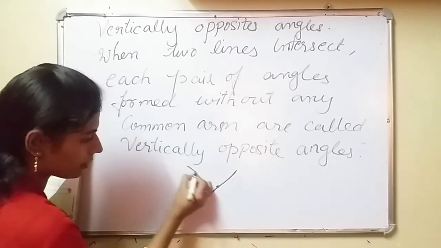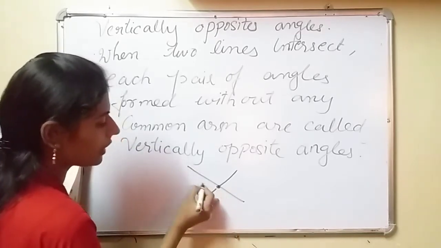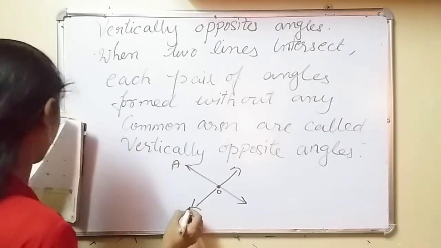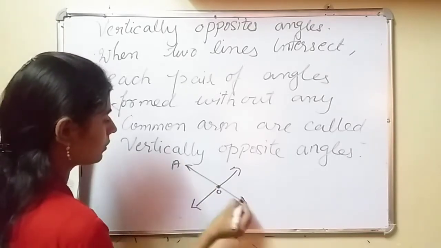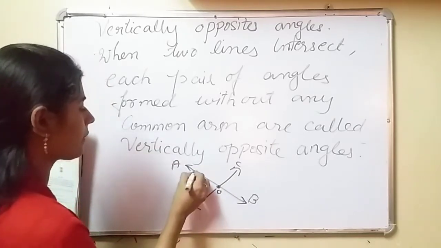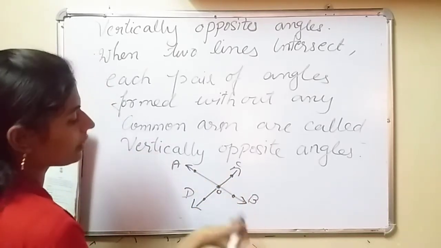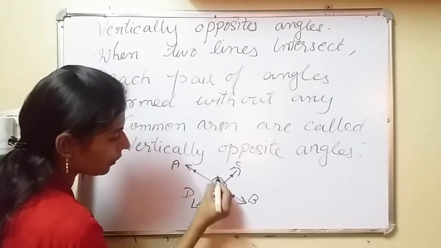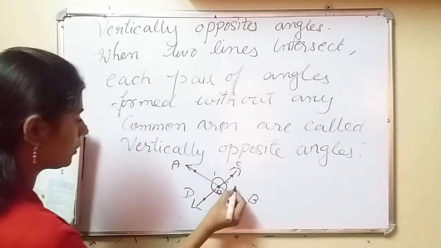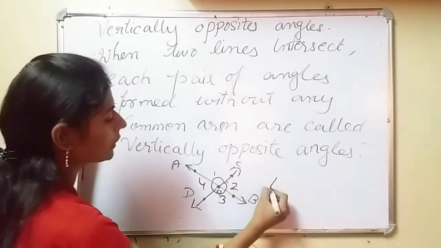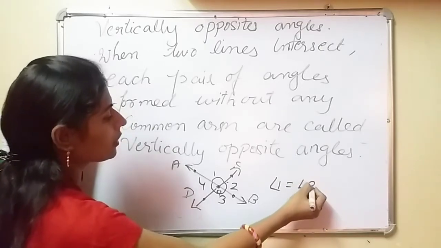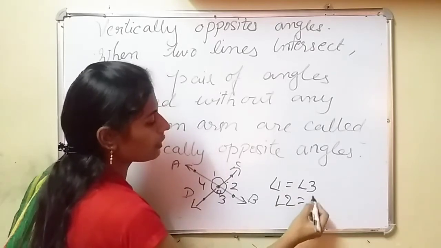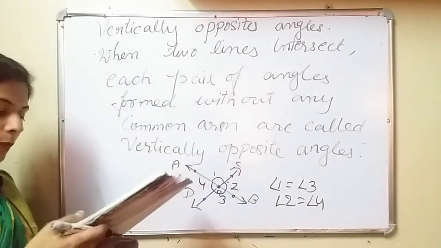There is no common arm, these both lines are intersecting at point O. A, B, C and D. Okay, these are the points given here. Then how many angles are formed here? This is angle 1, angle 2, angle 3 and angle 4. So vertically opposite angles are angle 1 and angle 3, and angle 2 and angle 4. These are the vertically opposite angles.